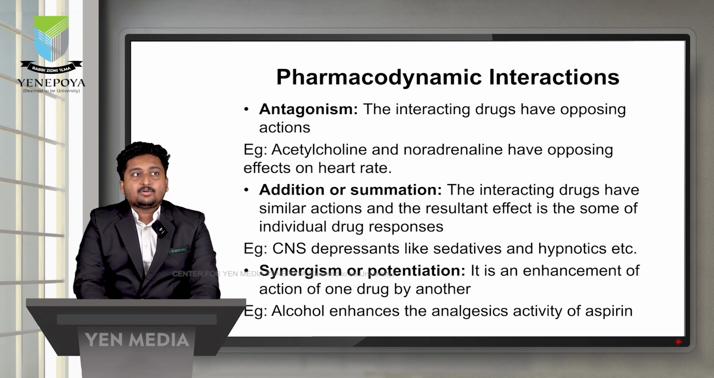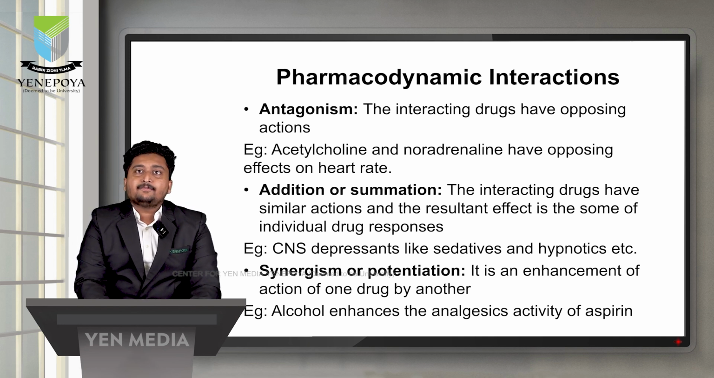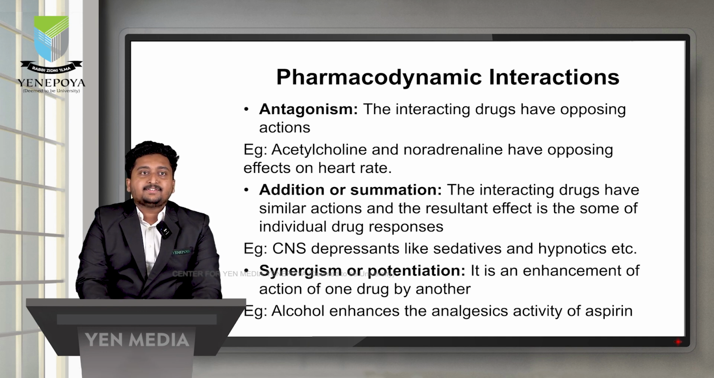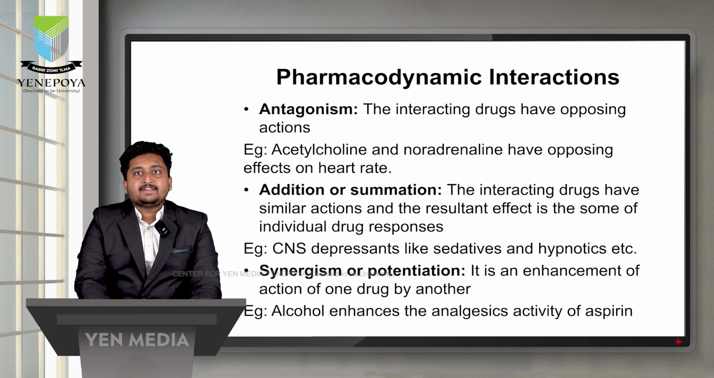Next we have addition or summation. The interacting drugs have similar actions and the resultant effect is the sum of individual drug responses. As I already said, if you take two drugs together, drug A and B, the end effect will be the sum of the individual drugs, that is, drug A plus drug B effects. For example, we have CNS depressants like sedatives and hypnotics, maybe drugs like alprazolam and diazepam. When they are given together, there's a high chance that the individual effects will be added up and we'll get the effect as a sum of both.